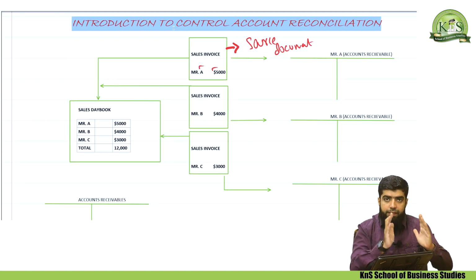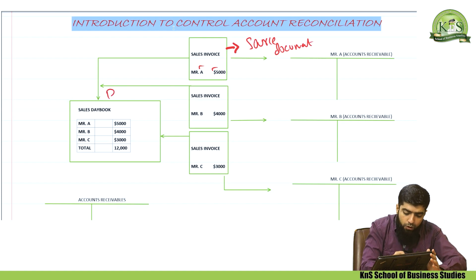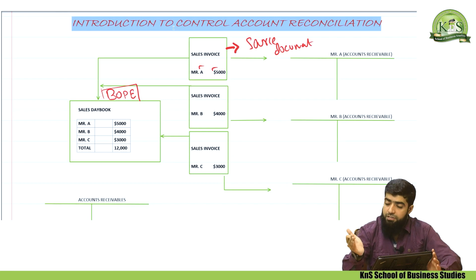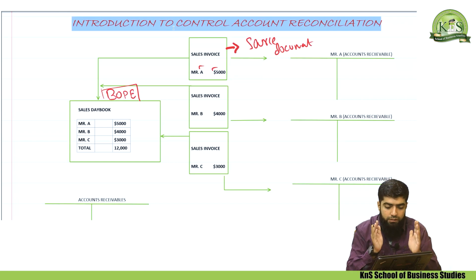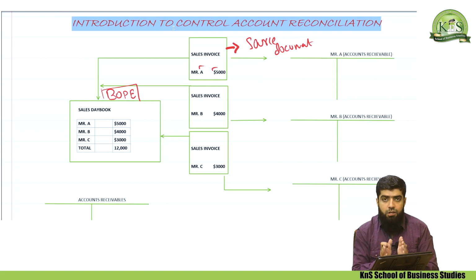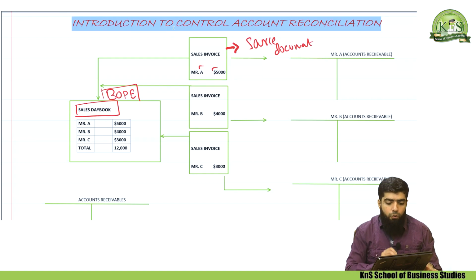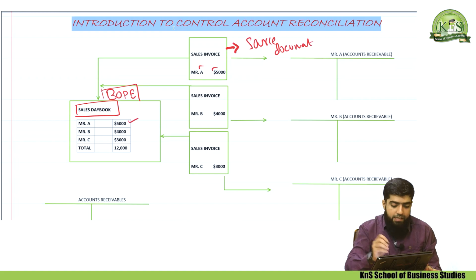Okay, now what will be the next step? That sales invoice will be recorded in one of the books of prime entry, and we all know there are different books of prime entry, like the sales day book, purchase day book, purchase return day book, and sales return day book. Since this is a sales invoice, this transaction will be recorded in the book of prime entry known as the sales day book.